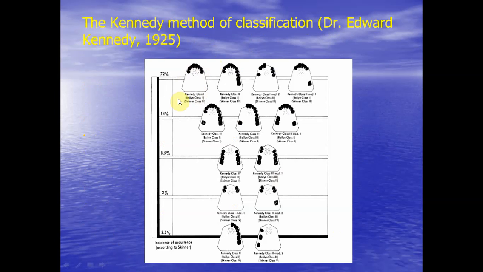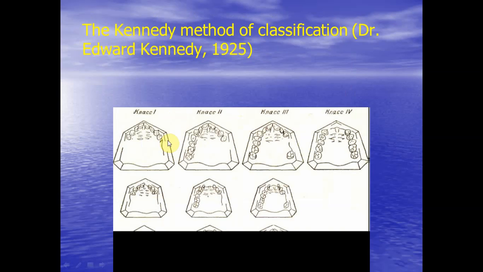And this slide helps you to understand the prevalence of different types of defects of the dental arch, of the tooth row. Okay, incidence of occurrence or prevalence. Anyhow, this is also an example to explain classes.